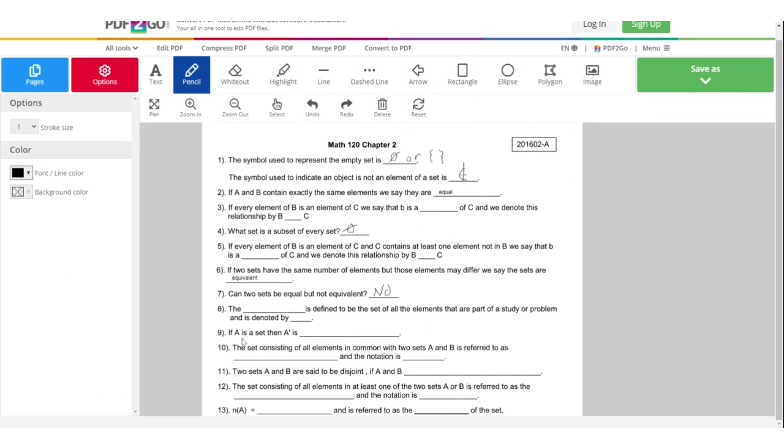What is this right here called? If A is a set, then A complement is what? Well, I just said it. A prime is called complement.